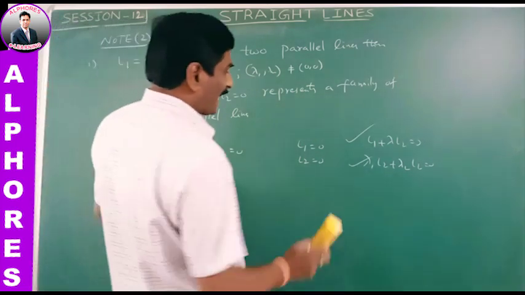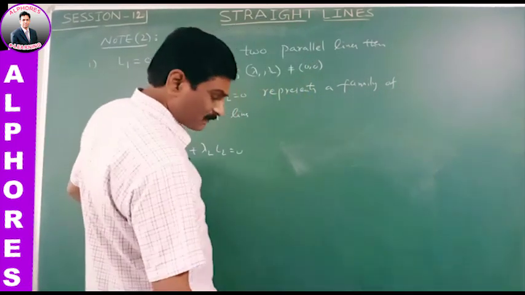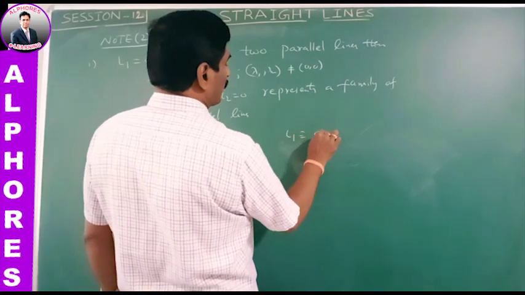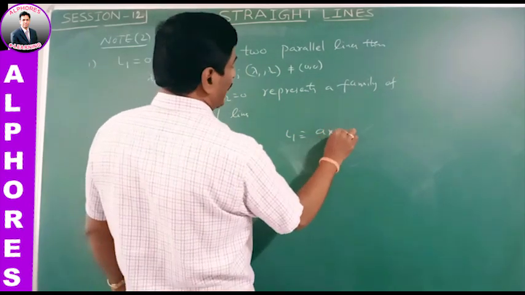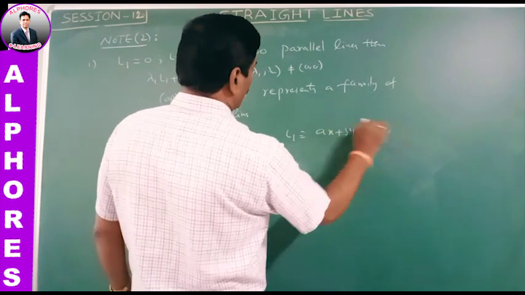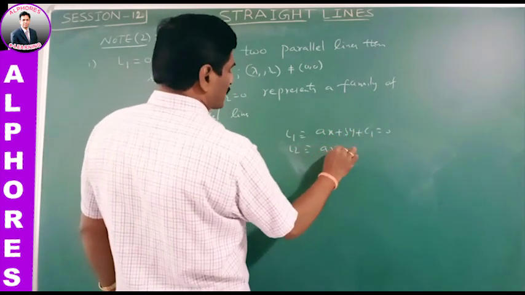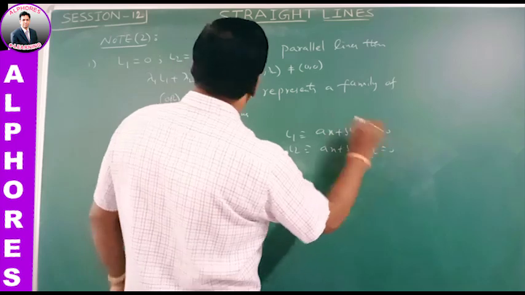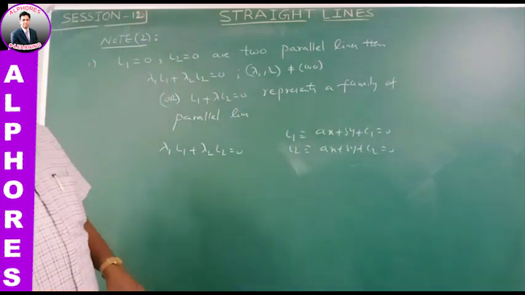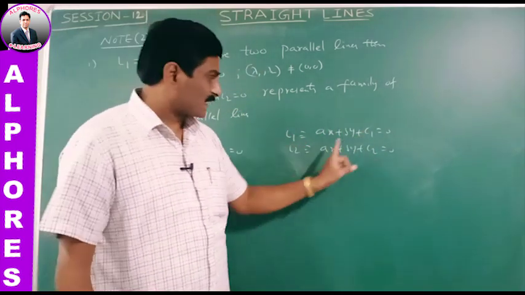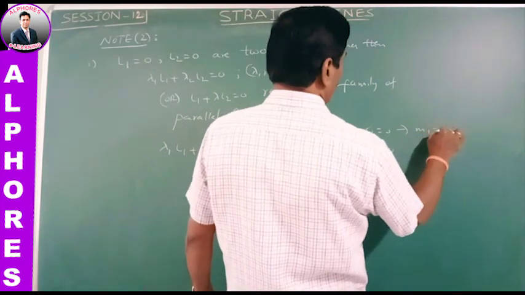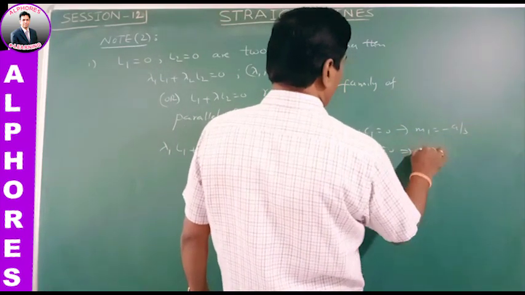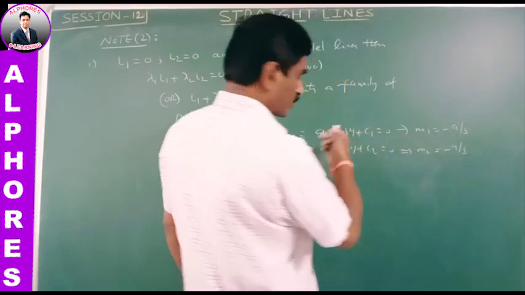First line, say L1 is equal to a1x plus b1, sorry, parallel lines. Parallel lines means they take ax plus by plus c1 is equal to 0. Next, L2 be ax plus by plus c2 is equal to 0. Since the two lines are parallel, ax plus by plus c1, ax plus by plus c2. What is the slope of this value? m1 is equal to minus a by b, m2 is equal to minus a by b. Slopes are equal. So these two are parallel.